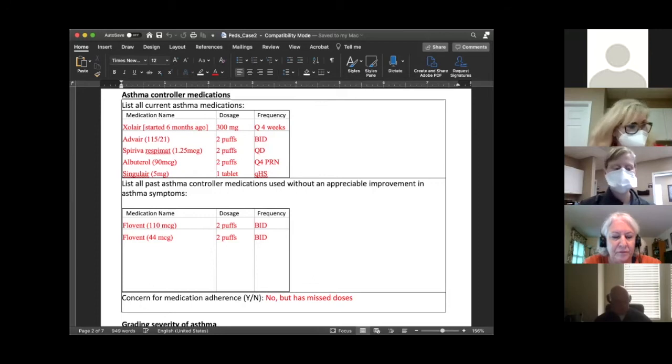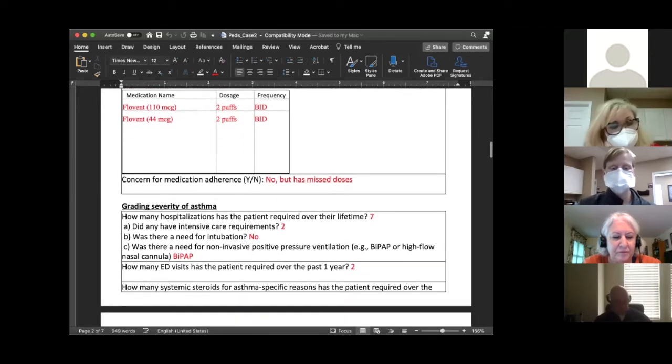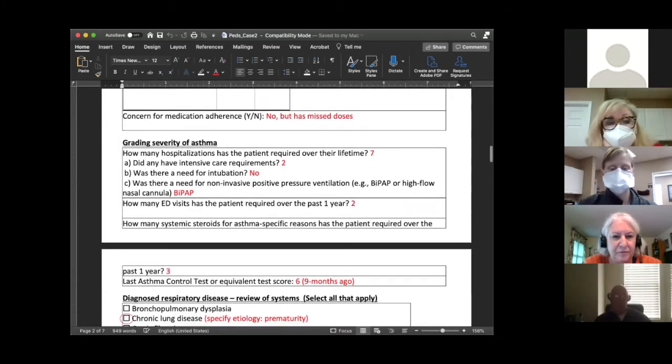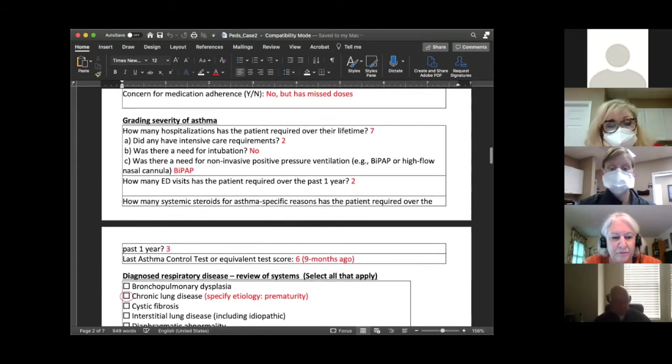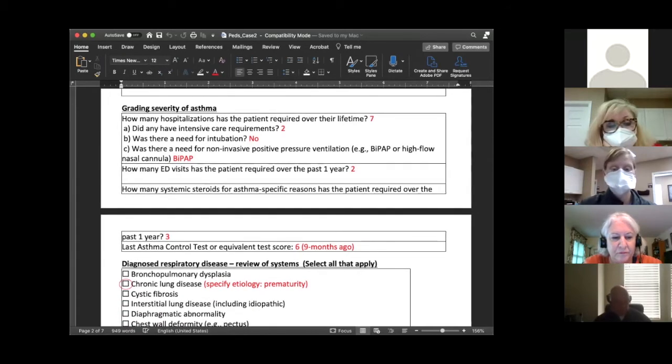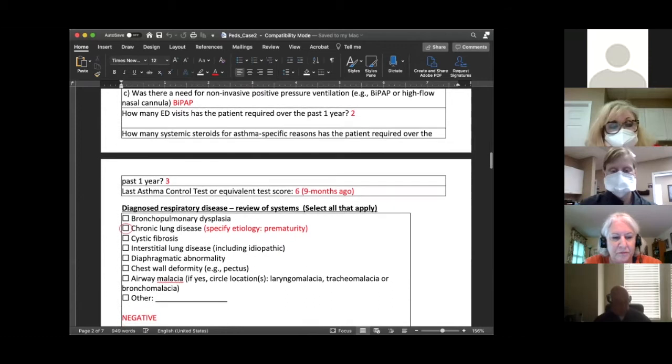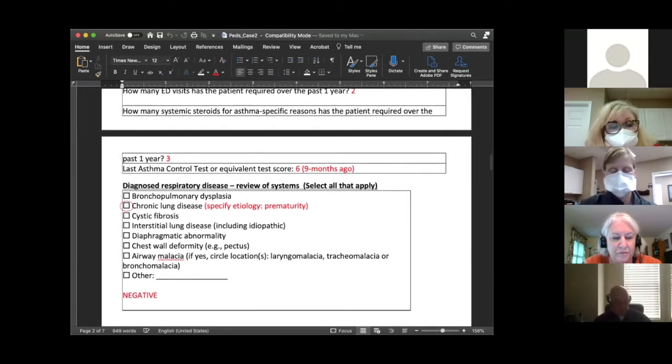And in the past, she had poor control with Flovent alone. There had been no concerns for adherence. That was documented by a great refill history. She's had many hospitalizations over her lifetime, 7, 2 requiring intensive care. Those are all for asthma. And like I mentioned earlier to you guys, she did need BiPAP on those. And then she's had 2 ED visits over the past year. And her last asthma control test was not good, with just a score of 6.